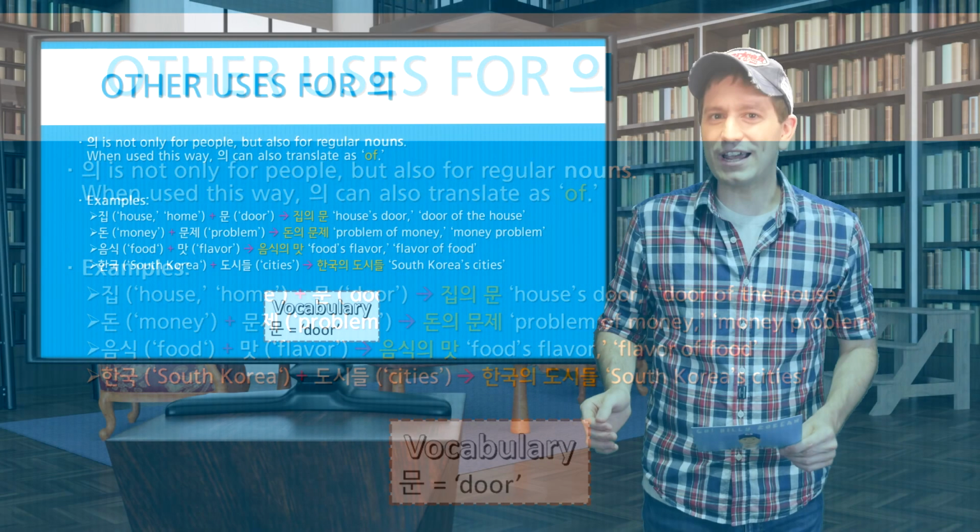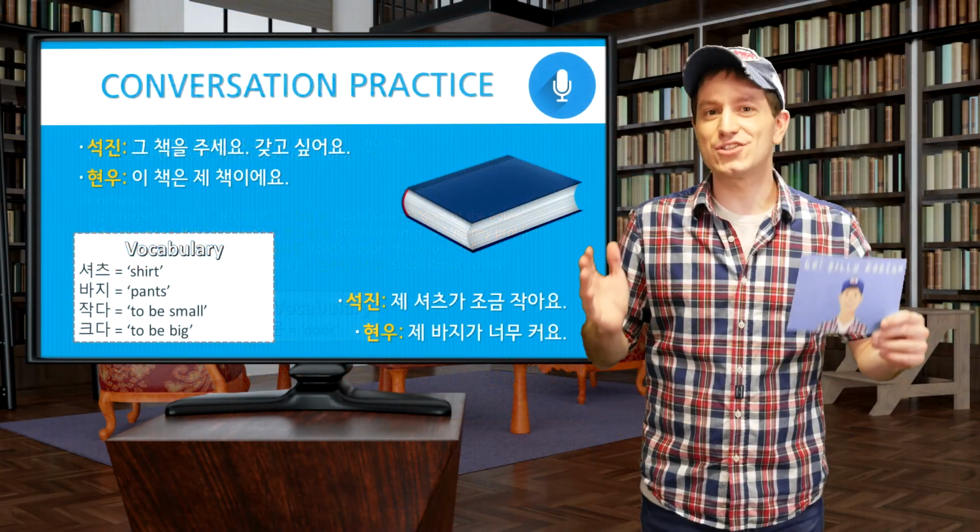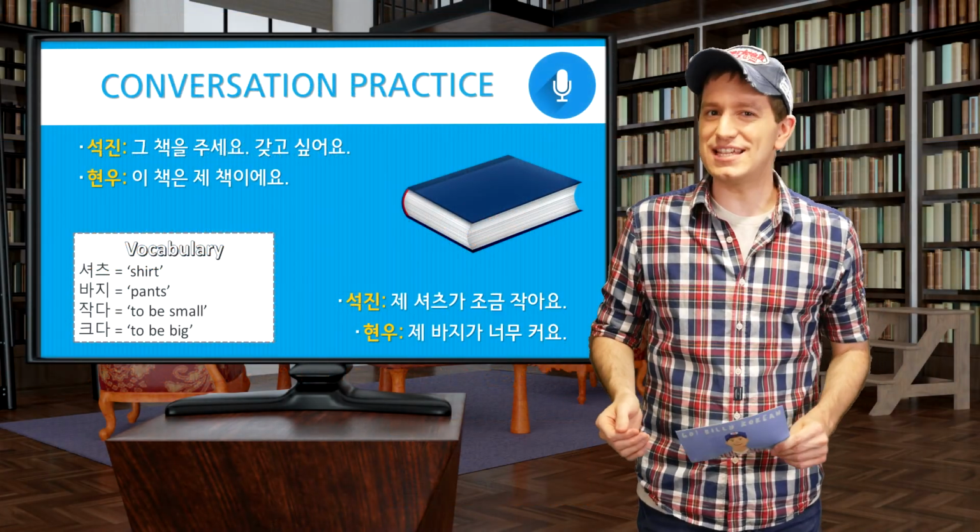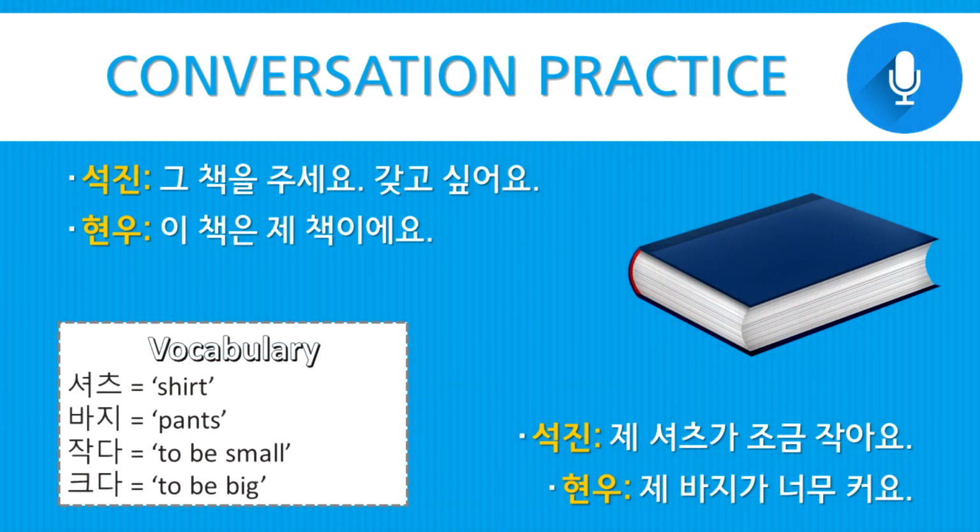So let's do a quick conversation practice between 석진 and 현우 using this particle 의. First, 석진 says, 그 책을 주세요. 갖고 싶어요. Give me that book. I want it. To which 현우 replies, 이 책은 제 책이에요. This book is my book.